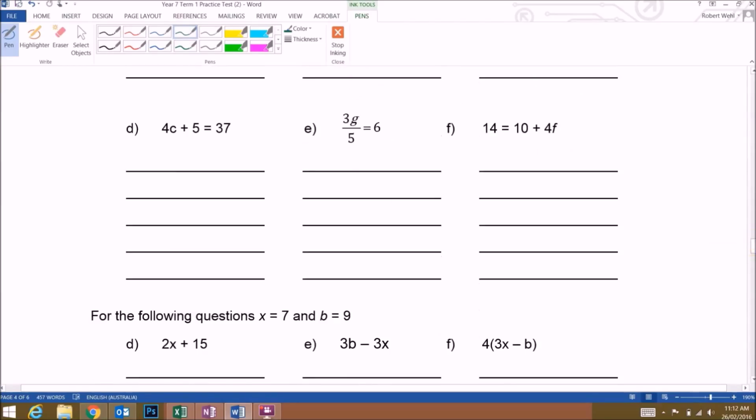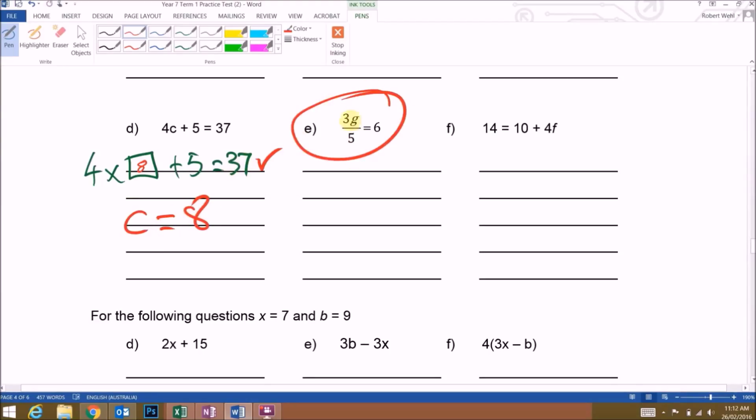Alright. For D, 4 times something plus 5 equals 37. I'm just going to guess a number here. I'm going to guess 6. Alright, 4 times 6 is 24, plus 5 is 29, so I'm incorrect. So I'm going to have to guess a higher number. So I'm going to guess 8 now. So 4 times 8 is 32. 32 plus 5 is 37. Okay, so that means D equals 8.